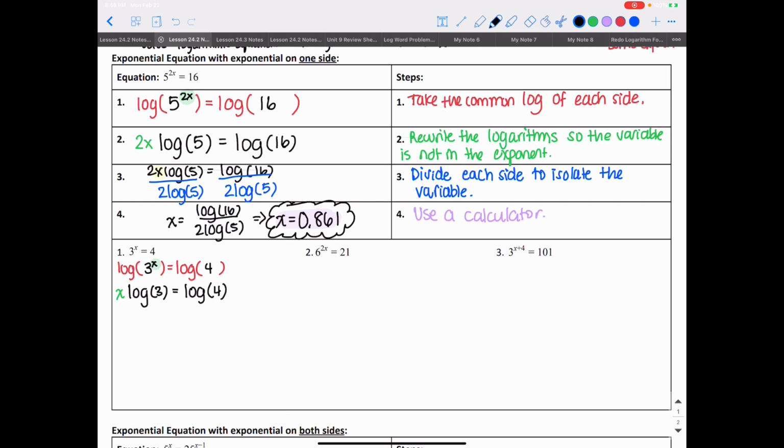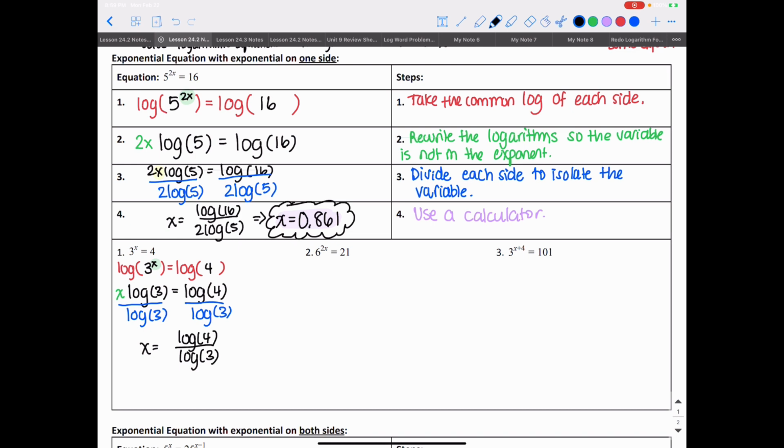From here, I'm going to divide by everything on the left-hand side that's not x, to get that x by itself. So I just have log of 3. I'm going to divide by log of 3 on the left, and I'm also going to do that on the right. What I do on the left, I have to do on the right. I'm going to end up with x is equal to log of 4 divided by log of 3.